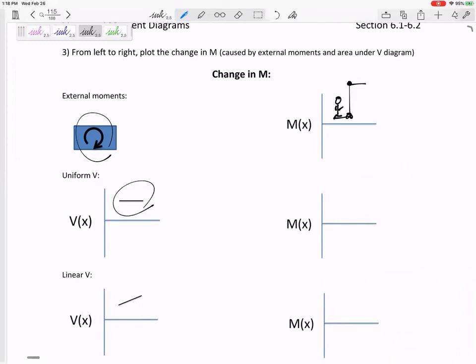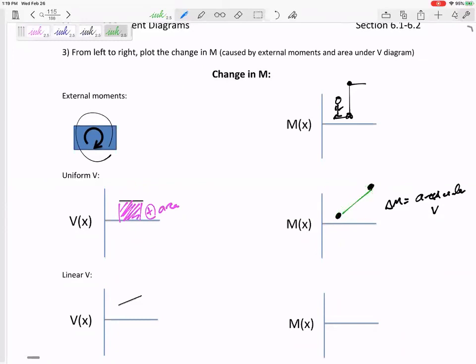All right, what if my V diagram looked horizontal? Maybe I started right here. The change in M is the area under the V diagram. So that area is above the axis, so that's a positive area, and so it would go from here to whatever value that positive area is. Then I would ask myself, okay, does it go straight that way, that way?